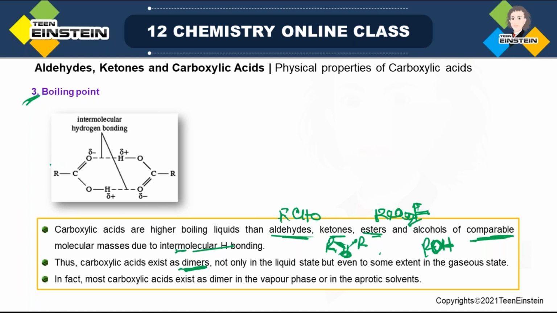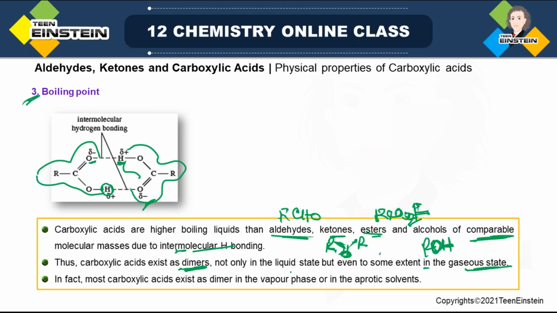So see, this is one carboxylic acid molecule. This is another carboxylic acid molecule. And what type of interaction is going on? This carbonyl group oxygen is interacting with the hydrogen atom of another carboxylic acid molecule, and vice versa. This H is interacting with the carbonyl oxygen of the other carboxylic acid. Because of this type of dimer formation, not only in the liquid state but even to some extent in the gaseous state, this dimer exists.